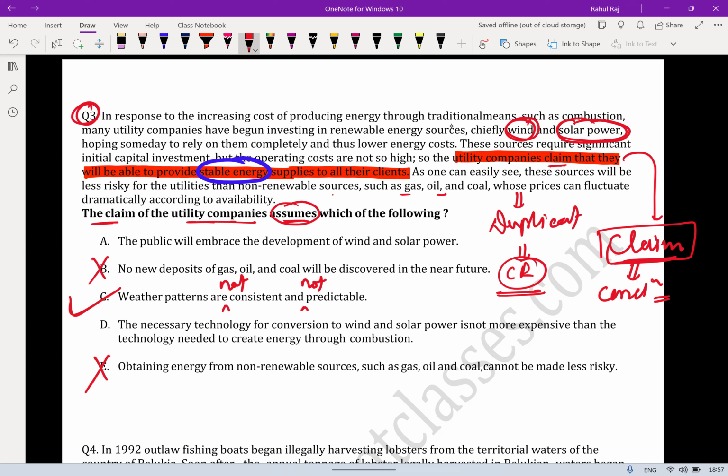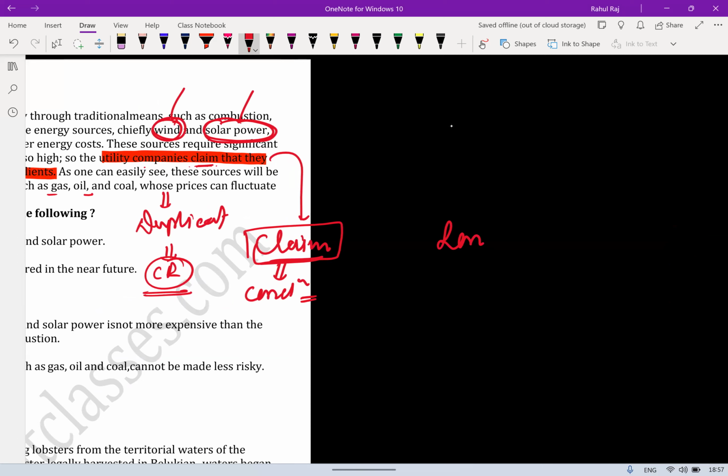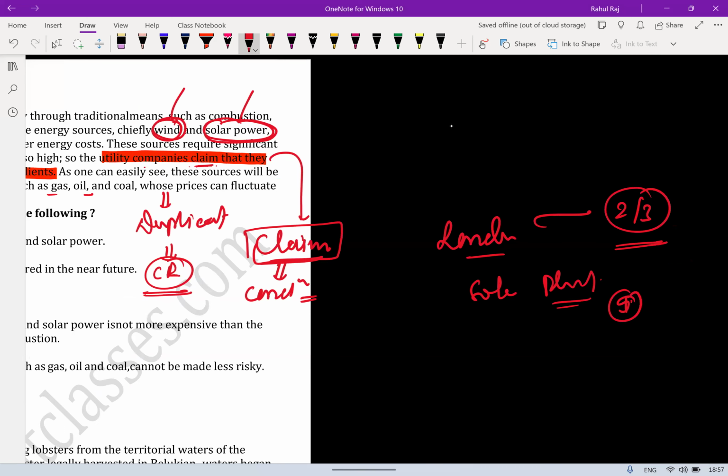So the utility company claims that they'll be able to provide a stable source of energy, and I'm saying weather patterns are not consistent and not predictable, and what energy are they talking about? Wind and solar power. Now imagine in London, if you go and put a solar plant, people will call you mad, because in London there are hardly 2 or 3 months of sunrays. For 8 to 9 months, there is no sunlight in London at all. It's a very lethargic weather.